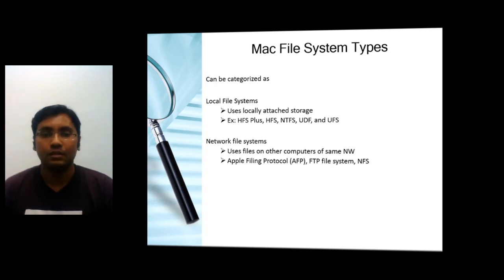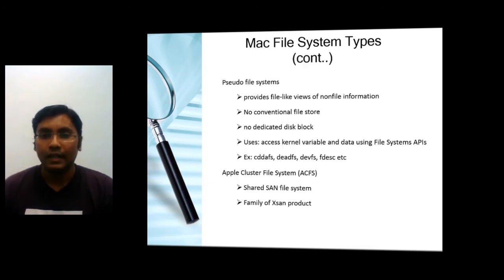Mac file system types, we can categorize as the local file system, which uses locally attached storage. Examples: HFS Plus, HFS, NTFS, UDF, and UFS. Also the network file system, where there are different types of terminology and topology, but over here: Apple Filing Protocol, FTP file, and NFS. In Mac file system, there is the pseudo file system, which is non-conventional file storage with no dedicated disk blocks. Examples: CDDAFS, DEVFS, and DVDFS, etc. And the Apple cluster file system is a shared SAN file system and part of the Xsan product family.